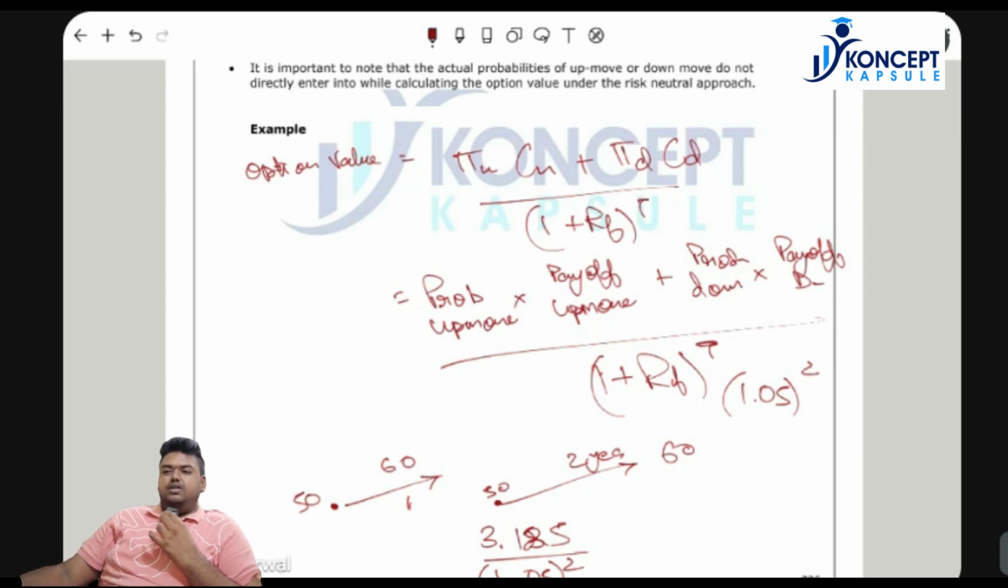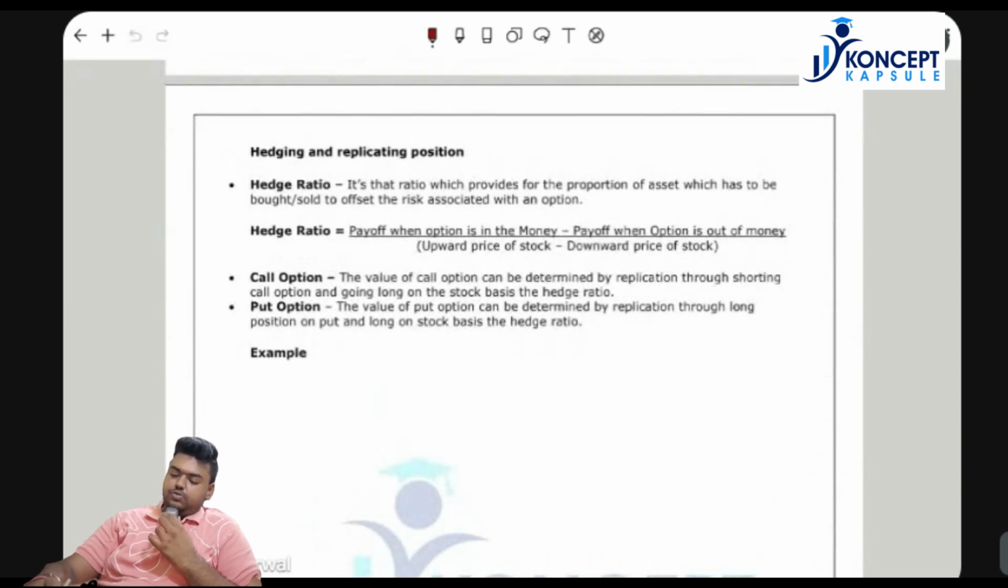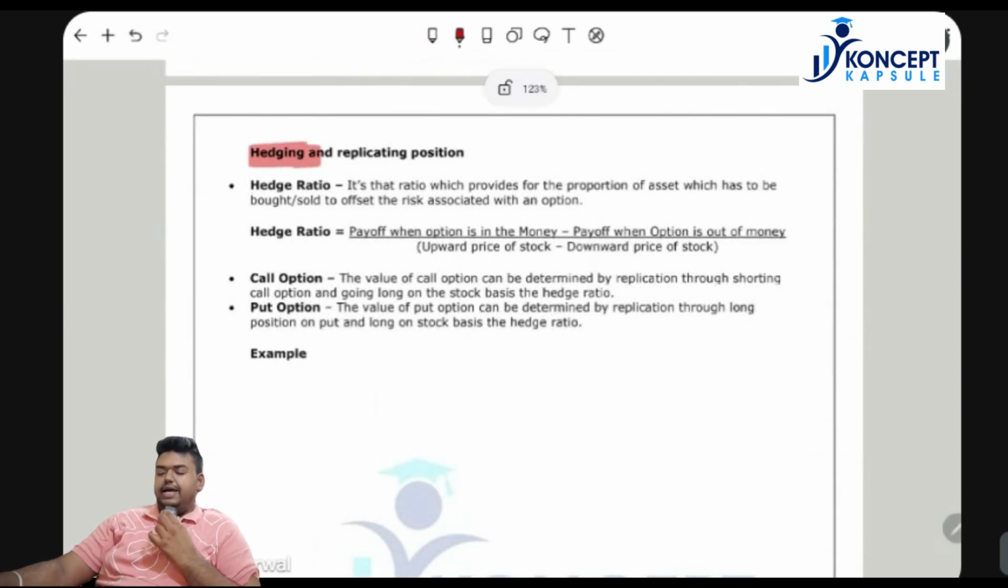Guys, the topic is not over. There is one more remaining portion, the hedge ratio. So we will do the hedge ratio in the next class.